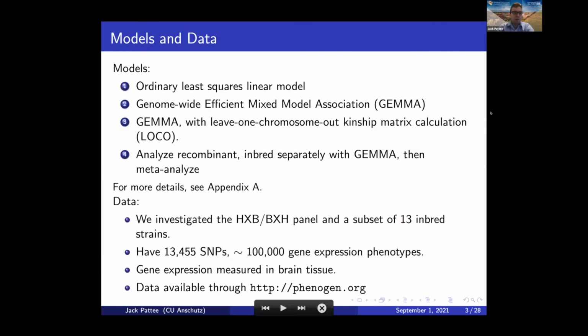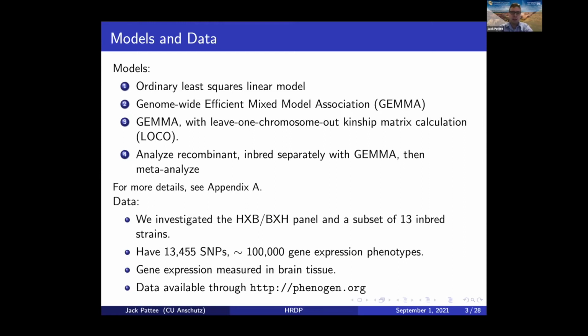So these are the four models that we considered. I'll discuss them in order here. First is the ordinary least squares linear model. You have a continuous response like gene expression, and you have a single SNP as a predictor. You can estimate an OLS estimate and test for association of that SNP with the expression.